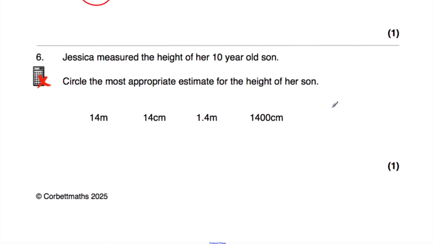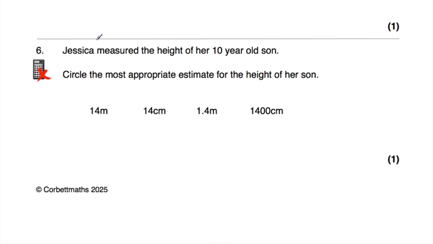Okay, let's look at our next question, question number 6. So question number 6 says, Jessica measures the height of her 10-year-old son. And we've been asked to circle the most appropriate estimate for the height of her son. And we've got 14 meters. Well, again, a doorway, 2 meters, 14 meters for her 10-year-old son. Nope. 14 centimeters. Again, if you think of rulers, you've got the bigger rulers that you might have in your pencil case, and maybe sometimes they fold in half, but those bigger ones are 30 centimeters. The smaller ones you get are normally 15 centimeters in terms of the height of her son.